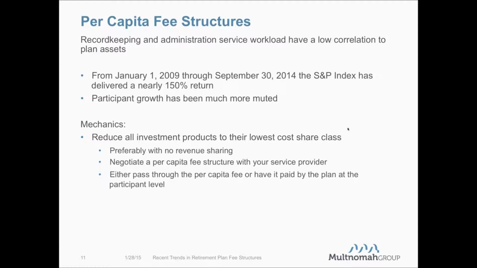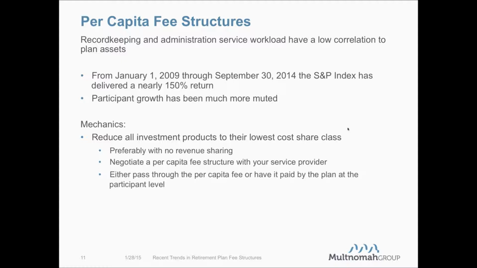The other big change we've seen, certainly with this huge run-up in the stock market coming out of the 2008 crash, is a look at per capita structures. From my perspective, record-keeping administration have a very, very low correlation to growth in plan assets. We're seeing a baby boom generation in many cases has increased relatively dramatically the amount of money that they're putting in on an annual basis. Clearly, stock market performance, at least for the last several years, has been significantly impactful. None of those things made the retirement plan more difficult.